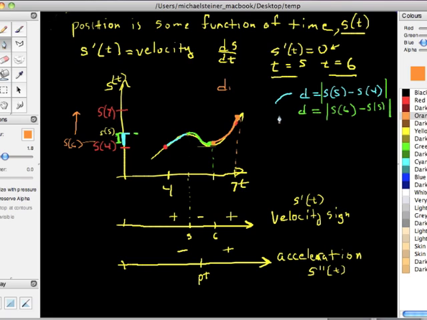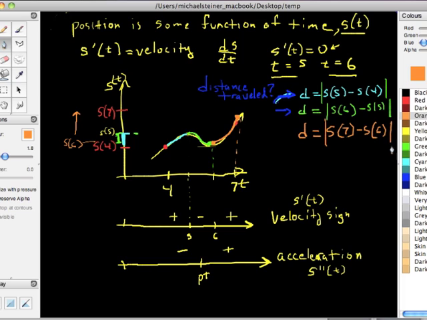Let me do that in yellow because we're going to be consistent. The question was, what's the distance it traveled? Not its displacement. The distance traveled is equal to this plus our orange part. The distance of our orange part is S of 7 minus S of 6.